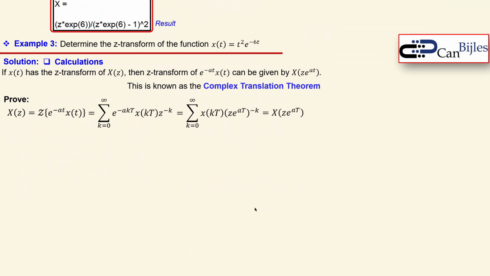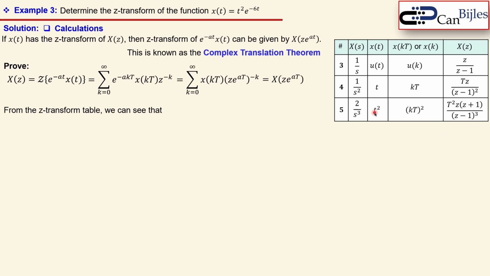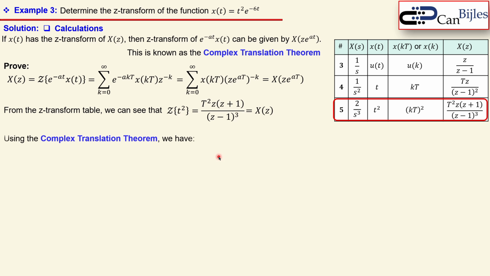Let's see something a little bit more complicated. So instead of t, we make it t squared, and I can use this complex translation theorem. Now we need to look at entry 5 in the same table. Now we can go a little bit faster, because we know the z-transform of t squared in time is this one, looking just at the table. And now we need to make that replacement of z by z times e to the power aT. So that's actually all it is.